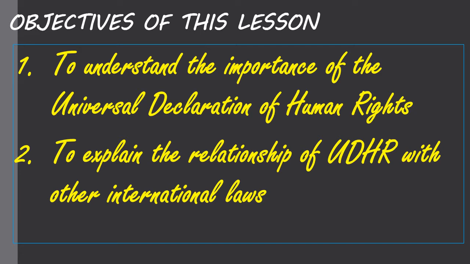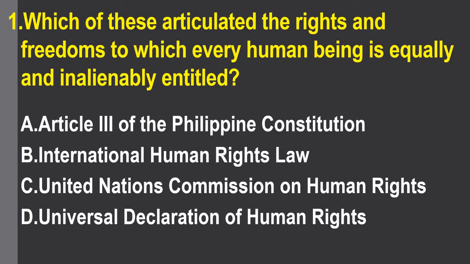So this is the first question. Which of these articulated the rights and freedoms to which every human being is equally and inalienably entitled? Articulated meaning it provided for. It basically declared comprehensively and clearly what are the rights and freedoms of every human being, who are supposedly equal, and they should be inalienably entitled to these rights and freedoms. So it is the Universal Declaration of Human Rights.